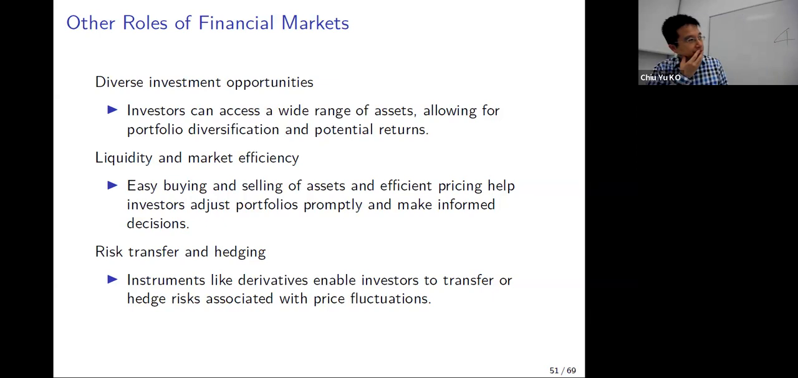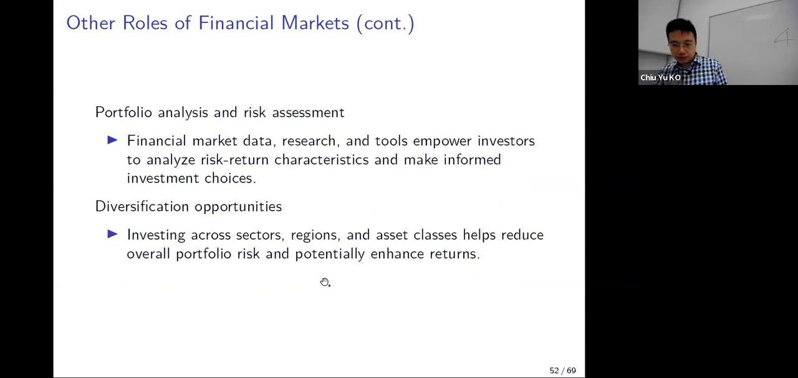And also there's hedging or risk transfer, because you have diverse ownership. And there's a way you can do portfolio analysis and diversification. But I think all these are pretty much straightforward. I'm not going to talk about those.